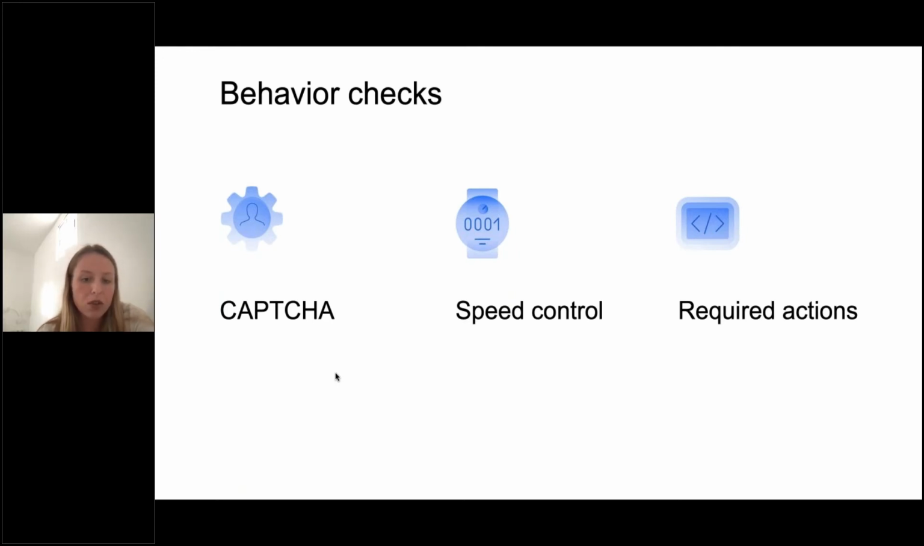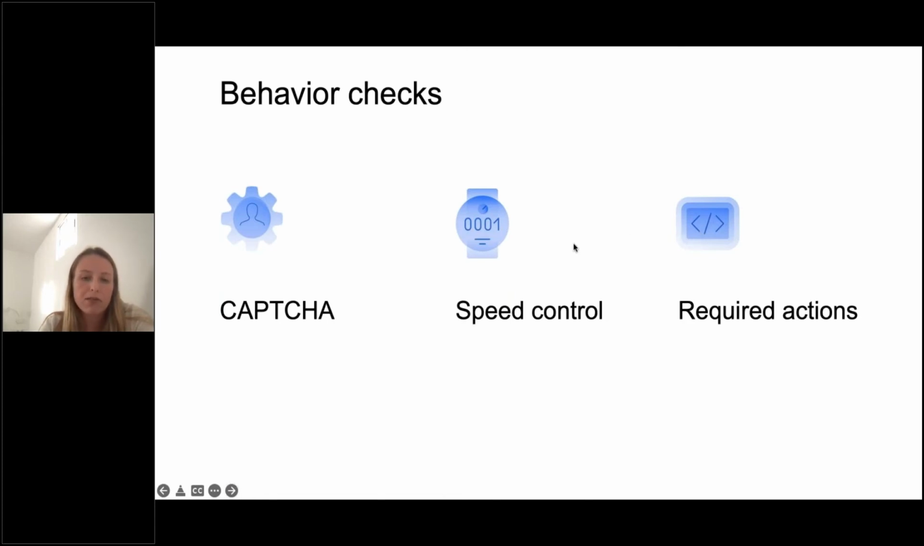You could use some speed control checks. So basically, if the task should take maybe 20 seconds to complete because someone has to look at the picture, think about it, and decide, and if someone is doing all your tasks under 1 second, probably they are not paying attention. They might not even be reading your task. So it's a good idea to disable their access to your project. And you should also check if required actions have been completed.